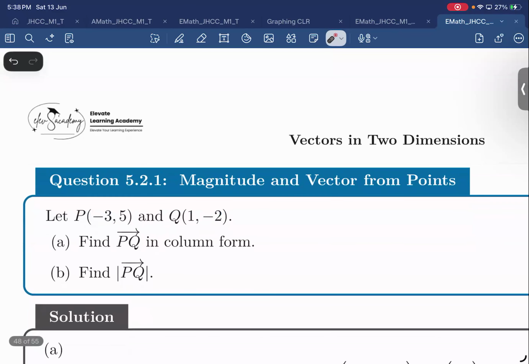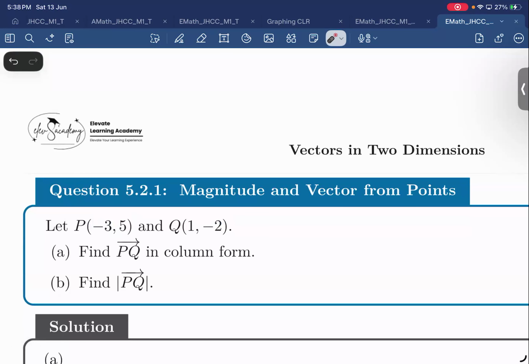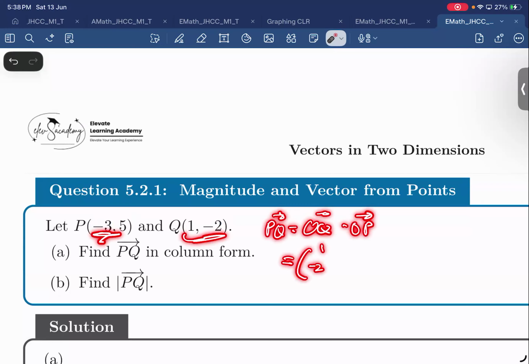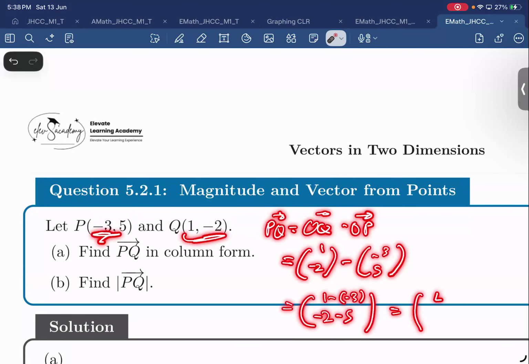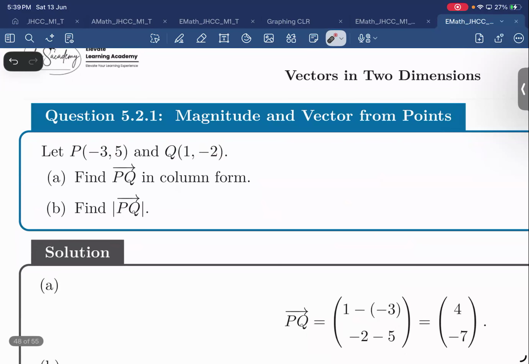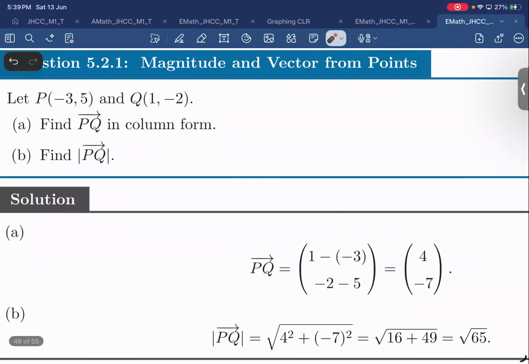So PQ in column form. If we use the earlier formula, it's going to be OQ minus OP, and OQ and OP are simply these coordinates written in vector form. So OQ is (1, -2), and OP is (-3, 5). Then you can just subtract them. So it's 1 minus -3, then -2 minus 5. So 1 minus -3 is 1 plus 3. So it's (4, -7). Then the magnitude of PQ is simply square root of 4 squared plus (-7) squared, which is square root of 65.